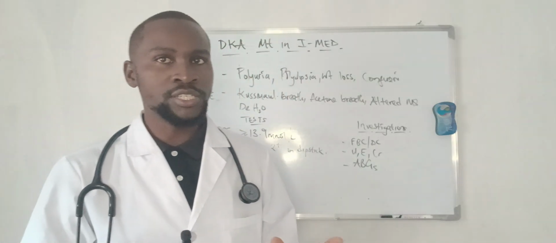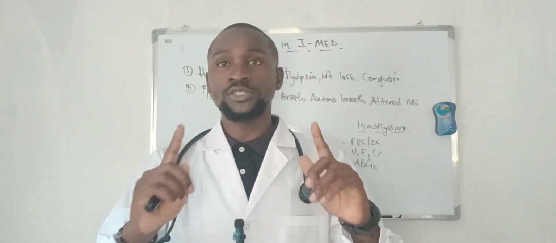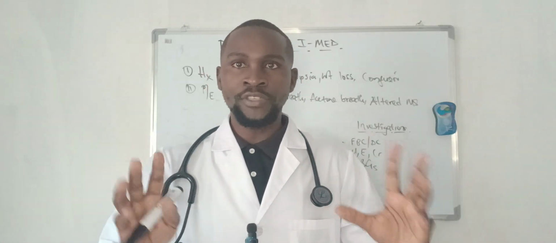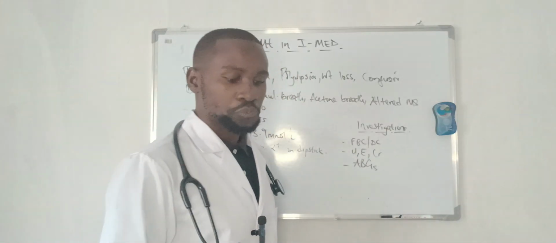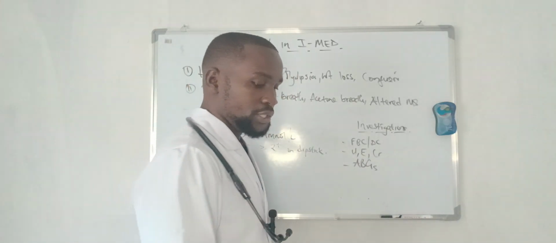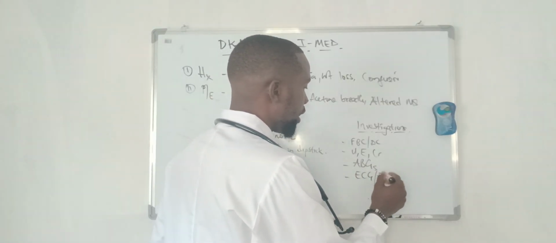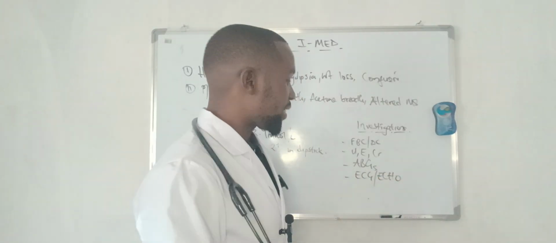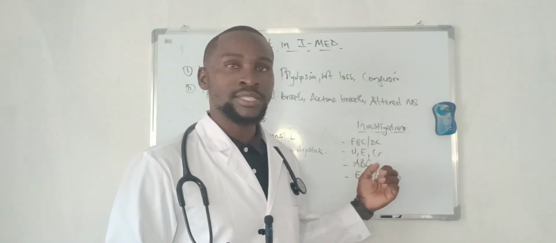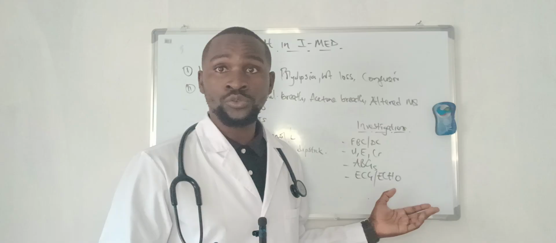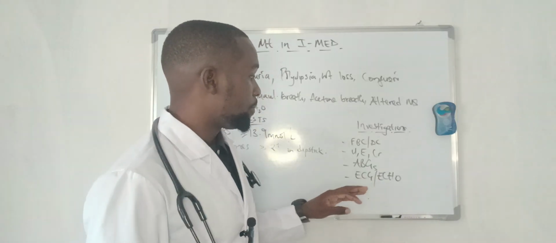If you didn't watch the video that we did previously, please go back and watch the video where you have the introduction and other things on DKA. This is just the management. Okay, you do your ABGs, you do your ECG, you can do your ECG or your echo. Okay, remember that you can have electrolyte imbalances that can give you arrhythmias. That's why you need to do your ECG, and they'll give you cardiac problems, obviously.